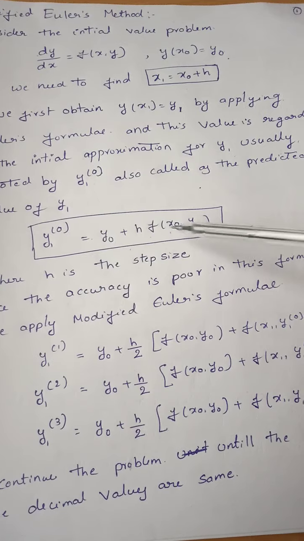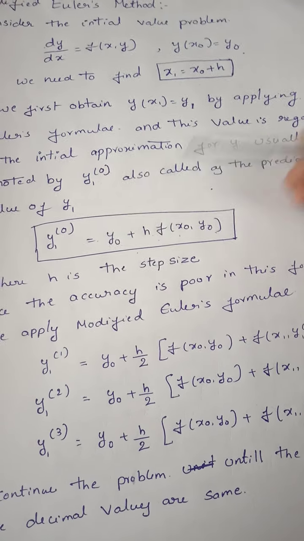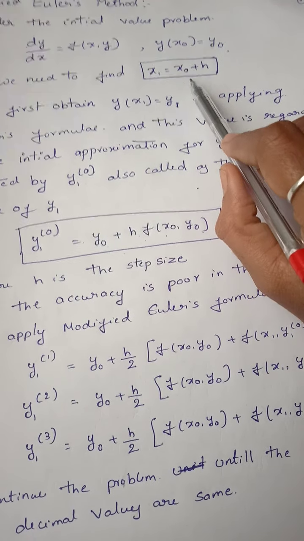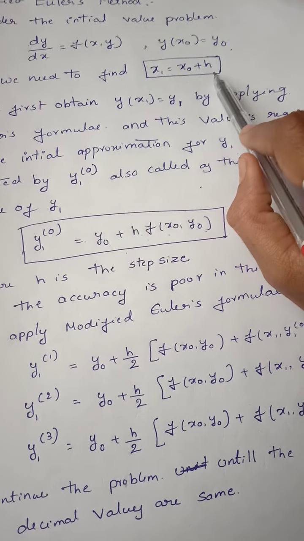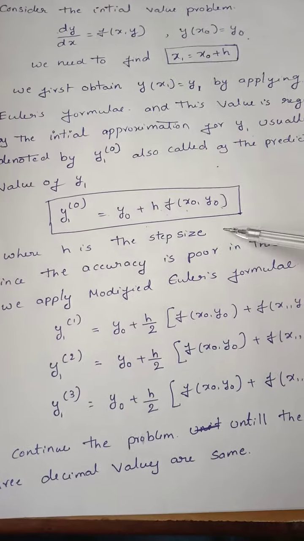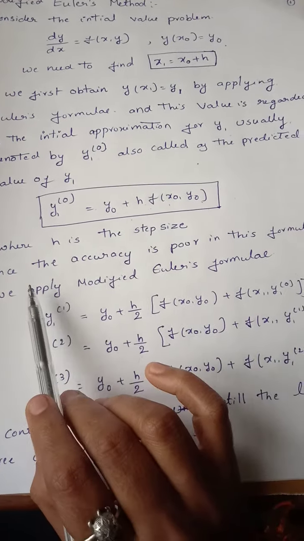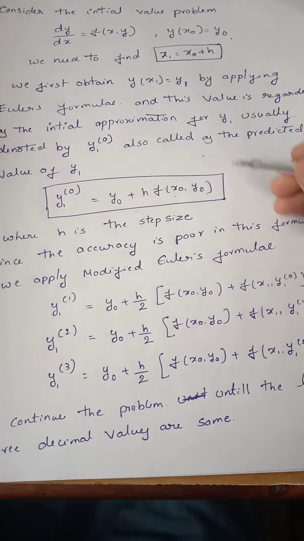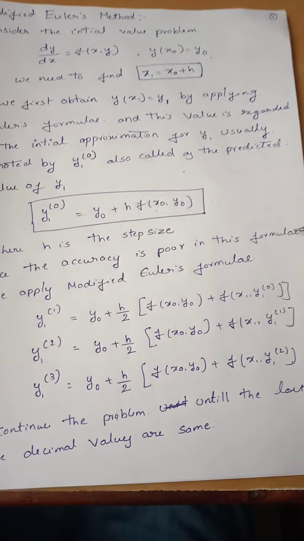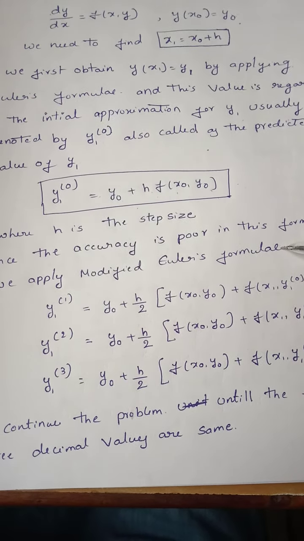The x0 and y0 values are given in the problem, and the h value is also sometimes given in the problem. Otherwise, by using the formula x1 is equal to x0 plus h, we have to find the h value. Here h is the step size. After finding y1 of 0, the accuracy is poor in this formula. Therefore, we have to apply the modified Euler's formula.